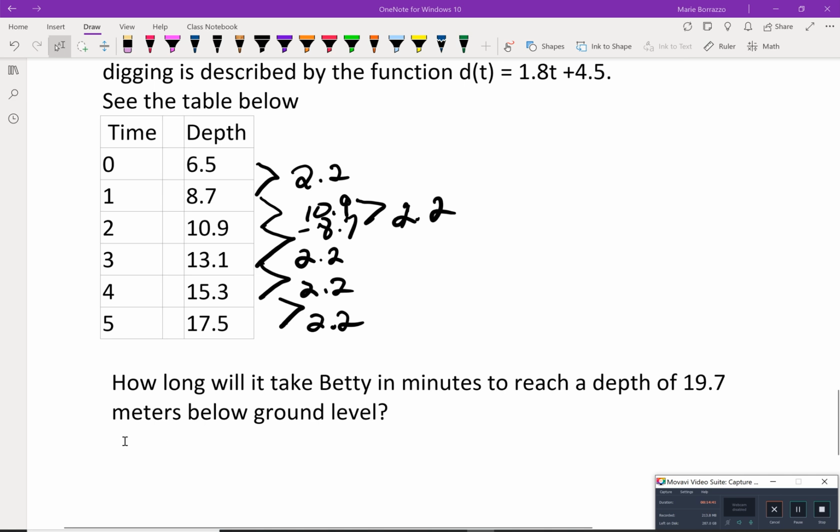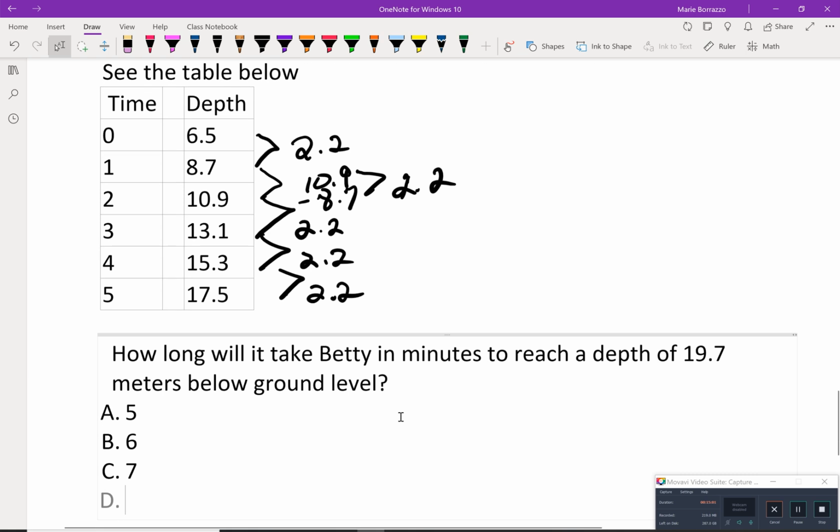So the question that they pose relating to this chart is: how long will it take Betty, in minutes, to reach a depth of 19.7 meters below ground level? And they give you the following answer choices. They give you 6 minutes, 7 minutes, and 8 minutes.